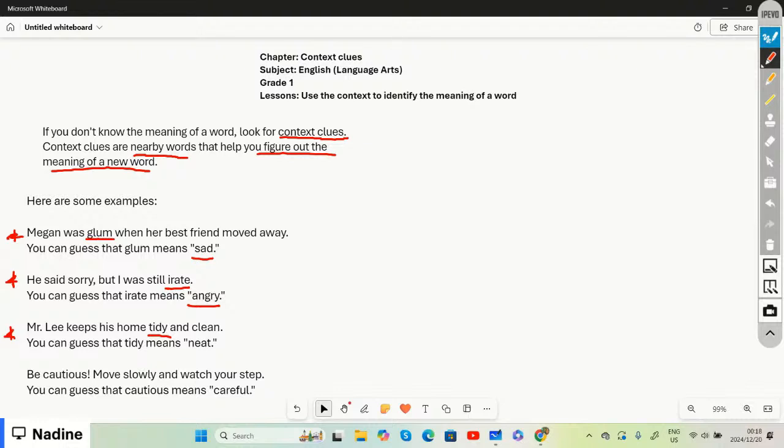So tidy and clean would mean that he keeps his house neat, cleans his house thoroughly. It's tidy and clean. It is neat.